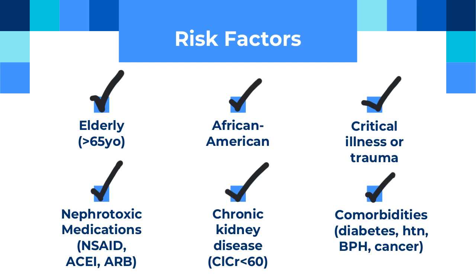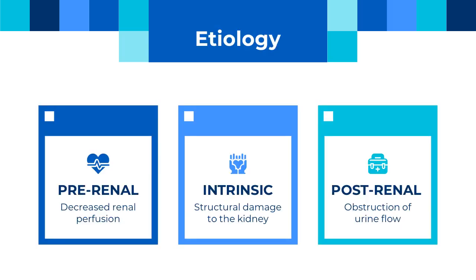You'll notice most of the things on this list are not things that we can alter or have direct control over. However, it is the nephrotoxic medications that we as clinicians can most modify in preventing AKI. When we're trying to treat and identify causes of AKI, we think about them in three different realms. The prerenal is occurring because there is decreased renal perfusion. The intrinsic AKI is due to a structural damage situation in the kidney. And post-renal AKI is due to obstruction of urine flow outside of the kidney.